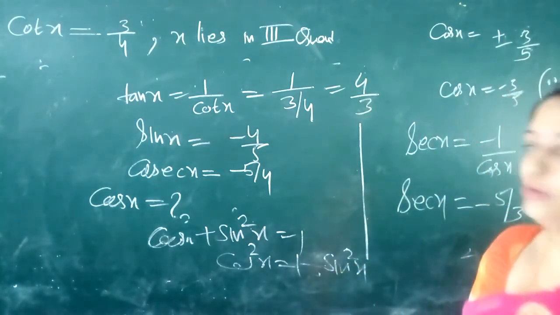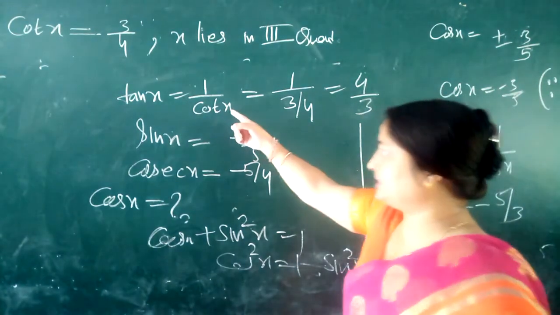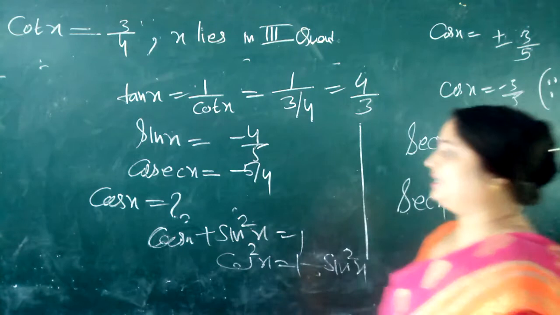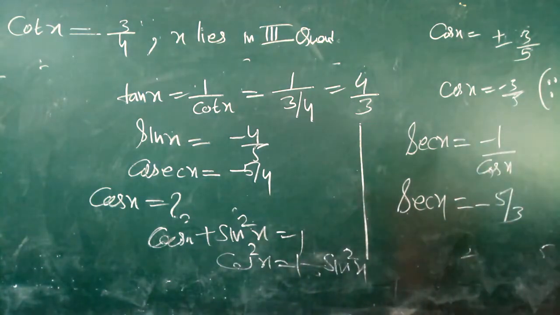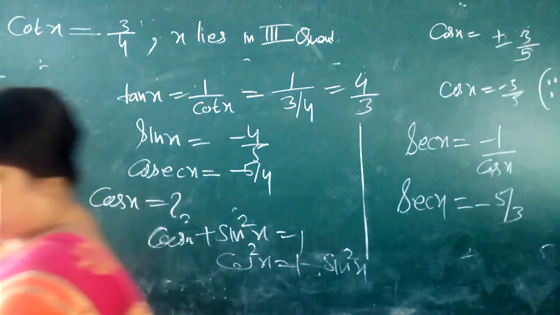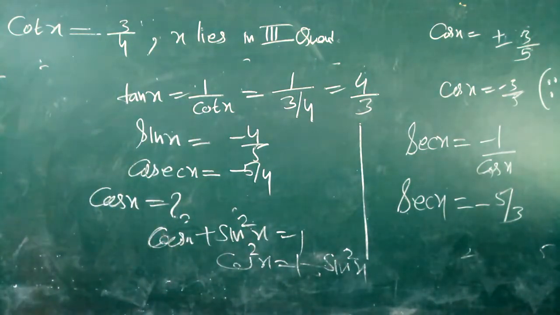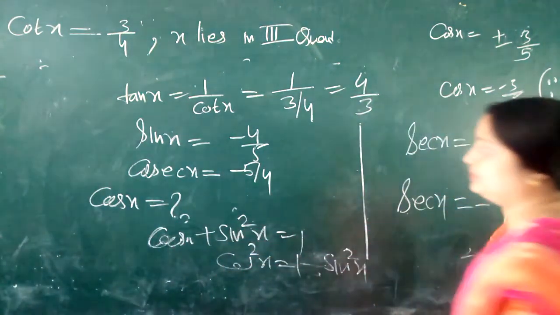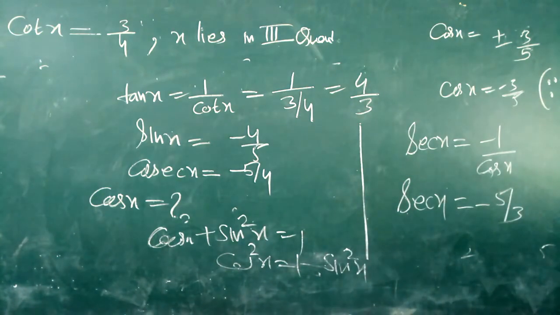Now all the trigonometric functions are there. First is tan x, that is 4 by 3. Second, sin x is equal to minus 4 by 5. Third, cosec x is equal to minus 5 by 4. And the value of cos x is equal to minus 3 by 5. And sec x is equal to minus 5 by 3. So this is the solution of question number 4.